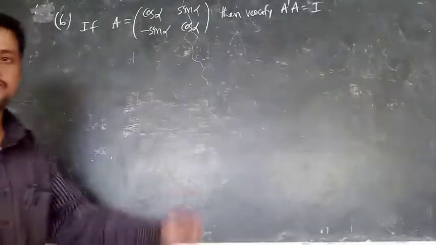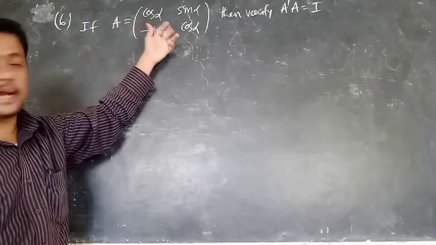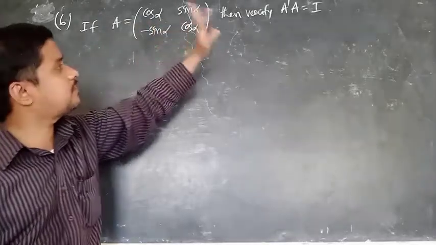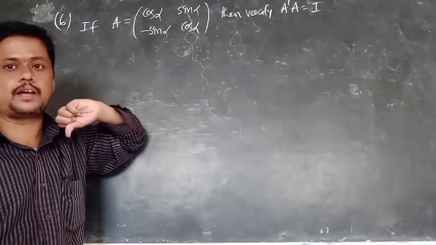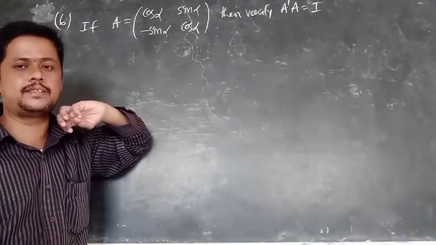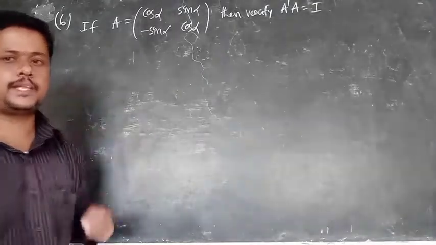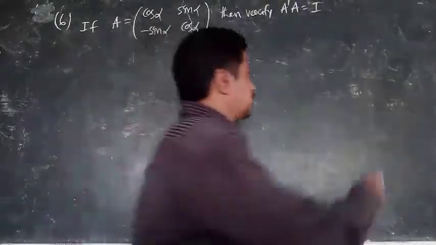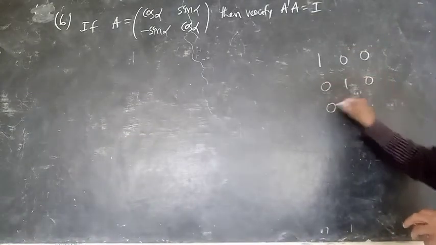My dear students, we will see the next question. Question number 6. If A matrix is given, then verify A dash into A is equal to the identity matrix. Already told, the 2 by 2 identity matrix is 1 0 0 1. The 3 by 3 identity matrix is what? 1 0 0, 0 1 0, 0 0 1.